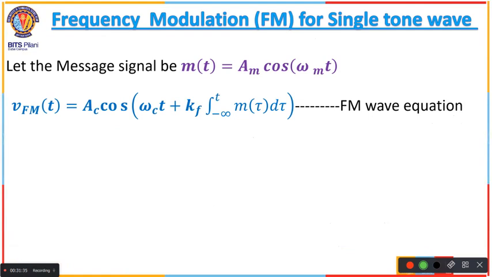Now I'm going to show you a device. This is your FM wave equation, the equation of an FM wave. Now, this is a walkie-talkie. This is nothing but your FM transmitter and receiver.